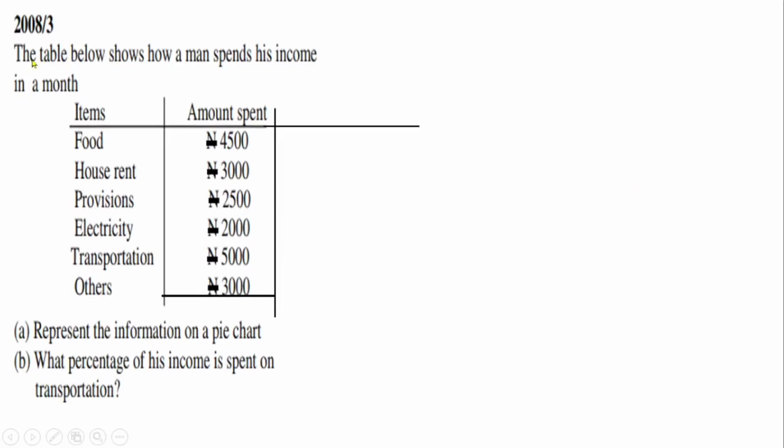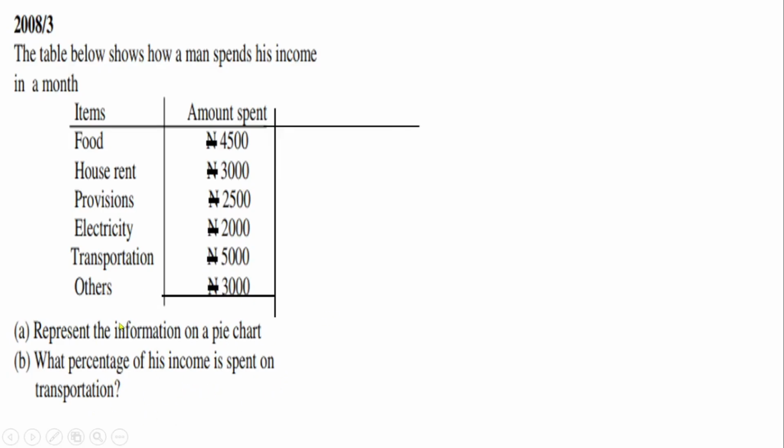The question said that the table shows how a man spends his income in a month. So this is the budget of a person in a month. The items: house rent, food, provision, electricity, transportation, and others, and these are the amounts spent. We want to represent the information in a pie chart. What percentage of his income is spent on transportation?